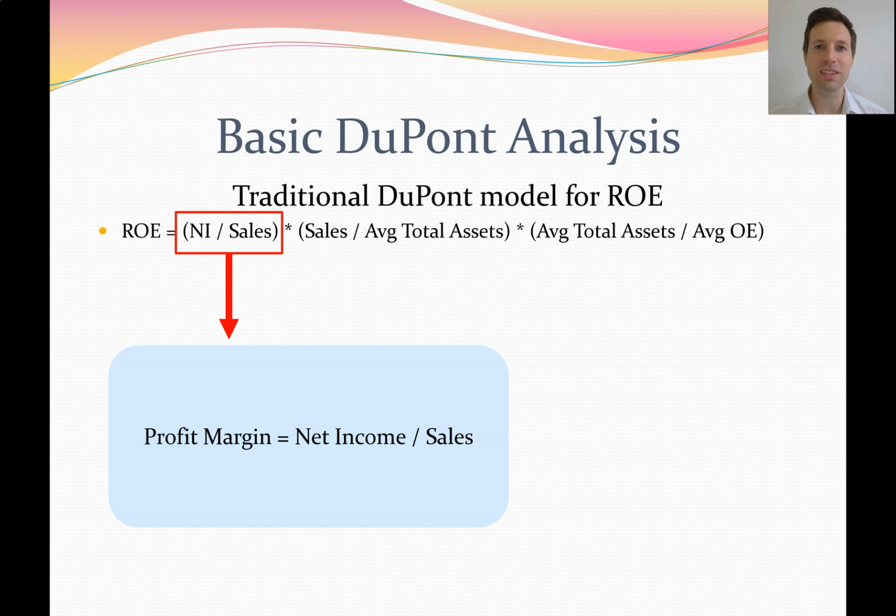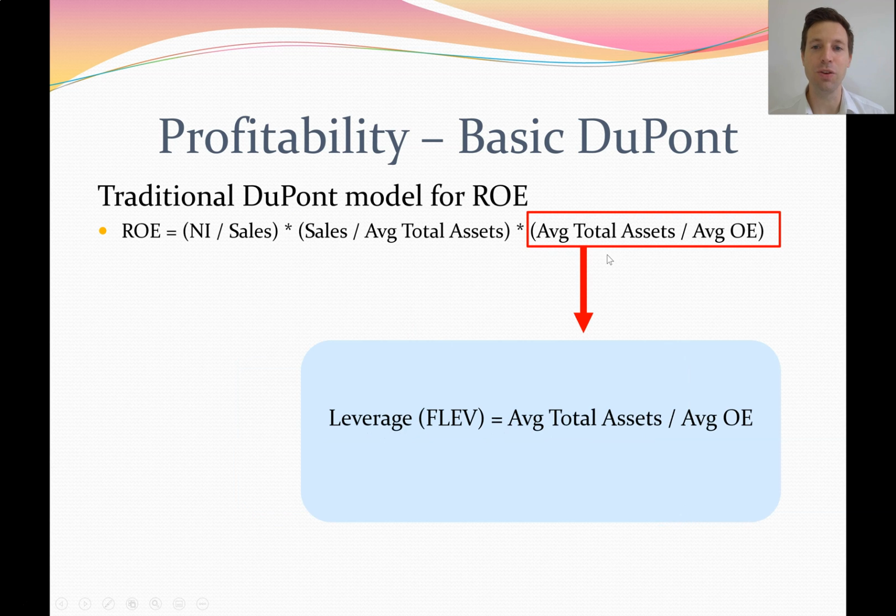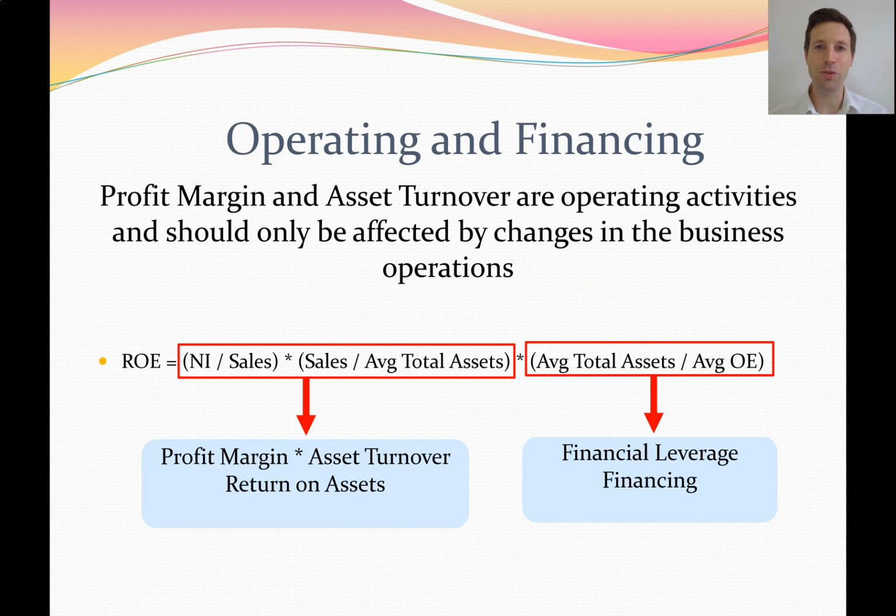So Dupont Analysis says the firm's return on equity is equal to the net income over sales, and we call that the firm's profit margin, multiplied by the sales divided by average total assets, and we call that the firm's asset turnover. And then we multiply by the leverage of the firm, the average total assets divided by average owner's equity. So the breakdown of Dupont Analysis allows us to see that the firm's operations, their profit margin times their asset turnover, equals the return on the firm's assets. And that's really driven by your firm's operating decisions.